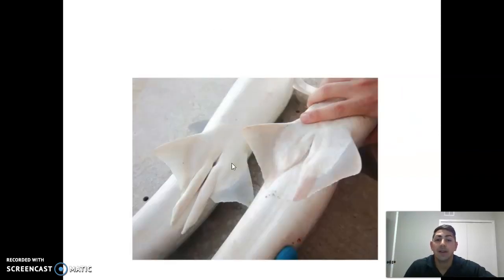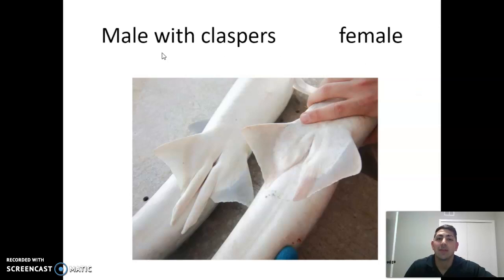All right, here I want you to tell me which one is the male and which one is the female. If you said that the male is the one with the claspers on the left and the female is the one without it, then you're correct.